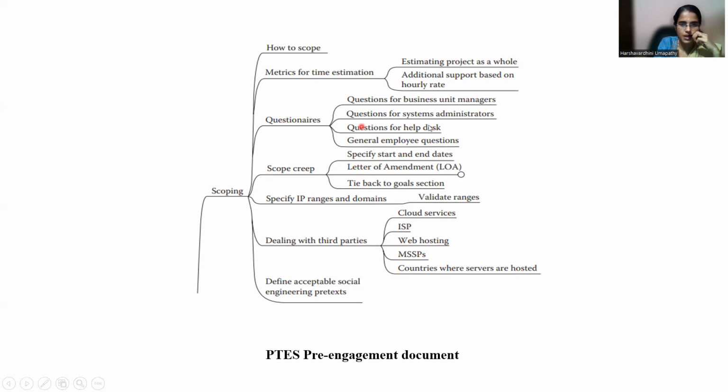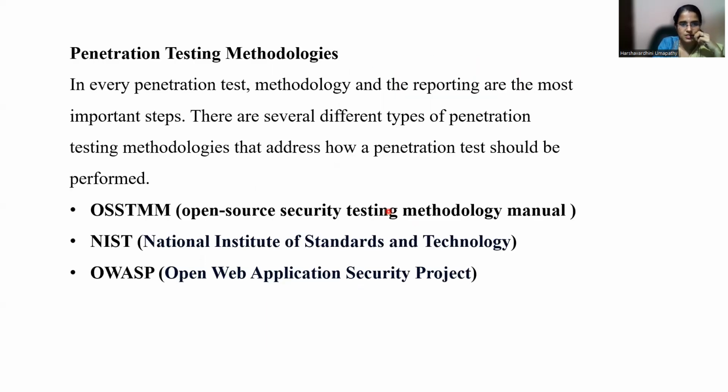These are the pre-engagement documents which are used by the penetration testers before engaging into a work, that is, before engaging with the organization's assets. Next is methodologies. These penetration testing methodologies can also be called methods, or important steps which a penetration tester should be aware of before starting a penetration test for an organization. Penetration testing methodologies are of three types.